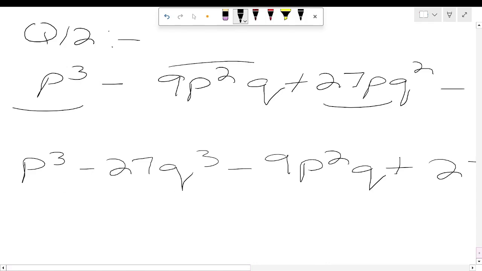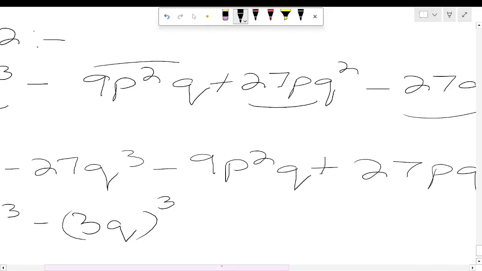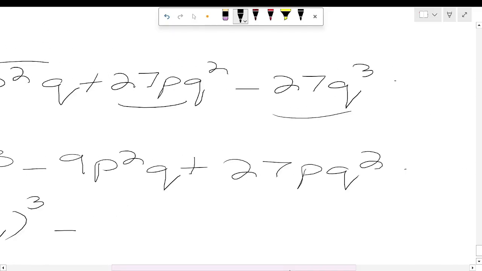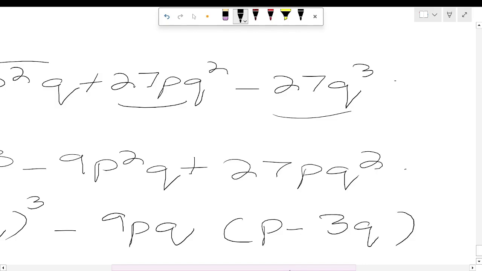So I need to simplify them now. So p cube can also be written as p whole cube, and 27q cube can be written as 3q whole cube. After that, we will subtract the value. Now look here, 9p square q and 27pq square. What is the common value between them? So the common value between them is 9pq. So I'll choose 9pq. After choosing 9pq, we will write p minus 3q. Why did we write p minus 3q? Because we divided these with this.